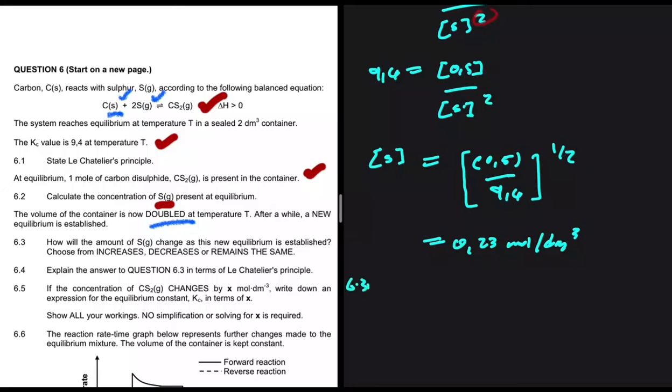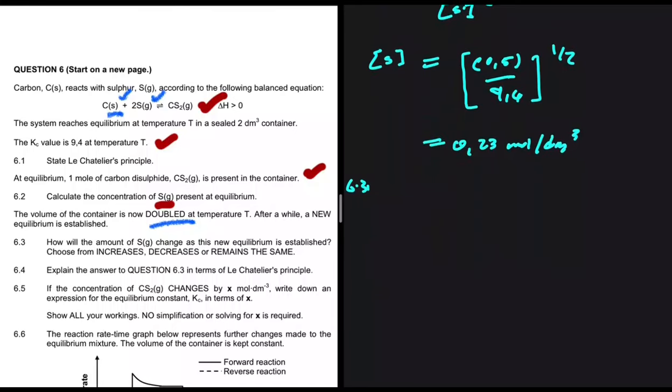6.3. How will the amount of sulfur change as this new equilibrium is established? Choose from increase, decrease, or remain the same. Okay, let's take a look at our equation. We have carbon plus 2 atoms of sulfur to give us CS2. Well, our reaction is reversible.